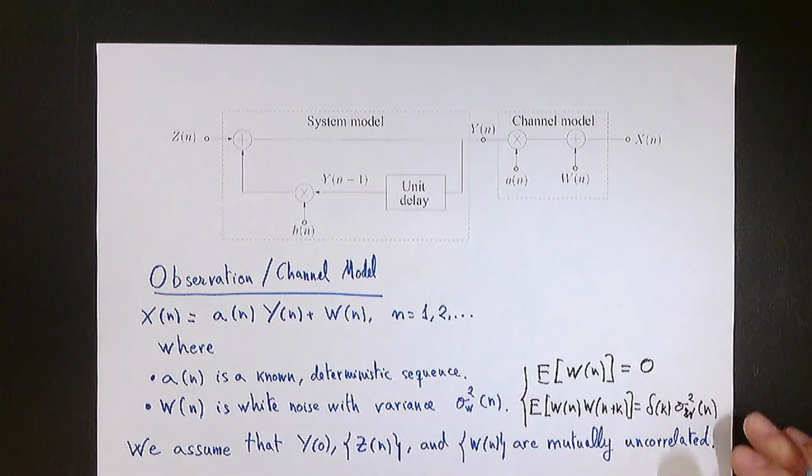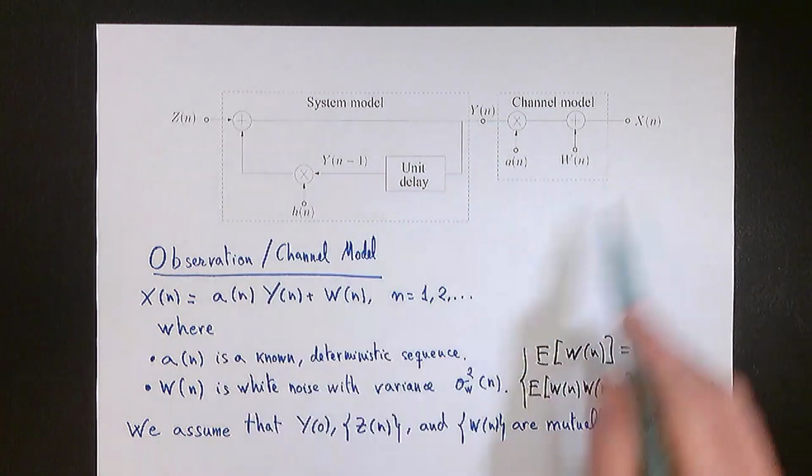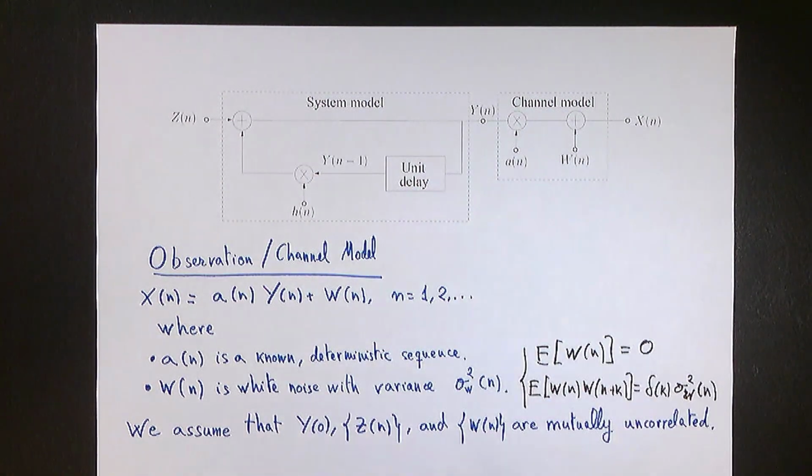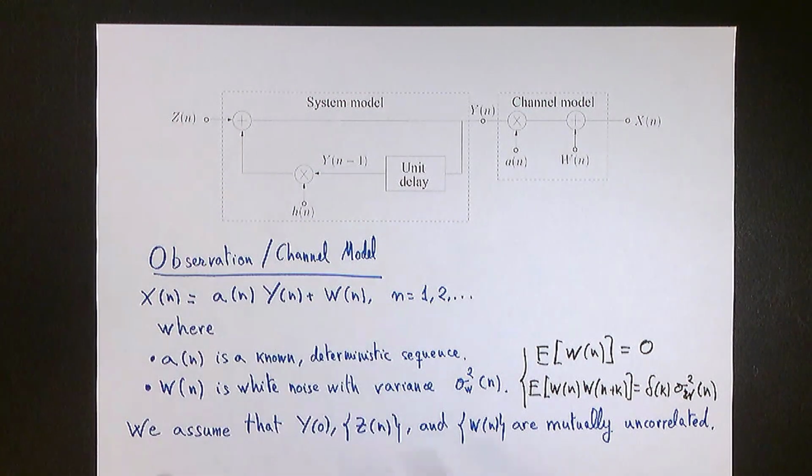Now, to finish, we just need one more element, which is to define how the different random variables and processes involved in this block diagram relate to each other. For the Kalman filter, we only need to assume that the initial state of the unknown process y of 0, all the samples of the system noise process z of n, and all the samples of the channel noise process w of n are mutually uncorrelated.